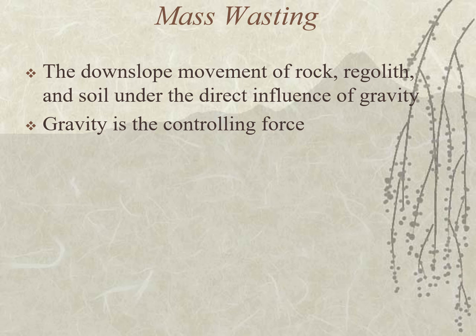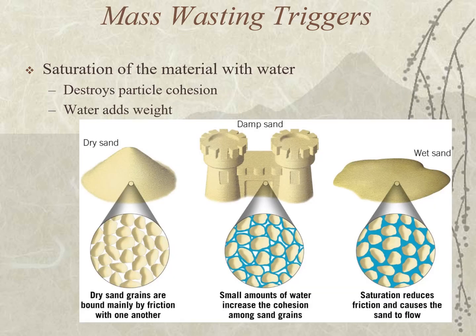Okay, so mass wasting, what is it? It is the downslope, downhill movement of rock, regolith, soil, and everything else under the direct influence of gravity. What is the controlling force here? Gravity. Now we're going to talk about some triggers of landslide events. So, having steep slopes, of course, is setting you up for mass wasting. Gravity is the controlling force, but there are certain things that affect the timing of when it happens.